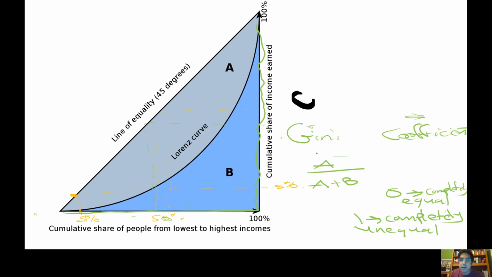The Lorenz curve is just this right triangle right here. And so anything divided by itself is just 1. And so 1 represents a completely unequal income distribution, which is what we would get in the case of one person owning all the wealth.